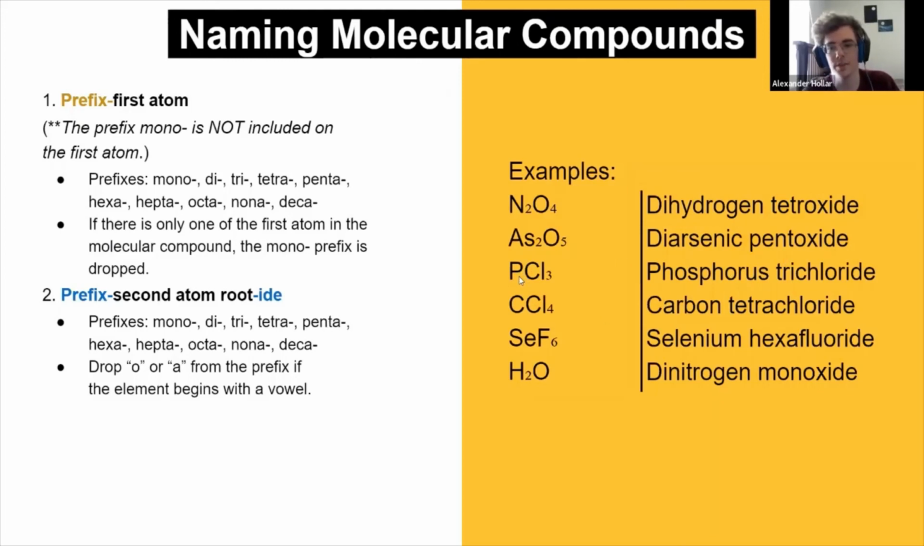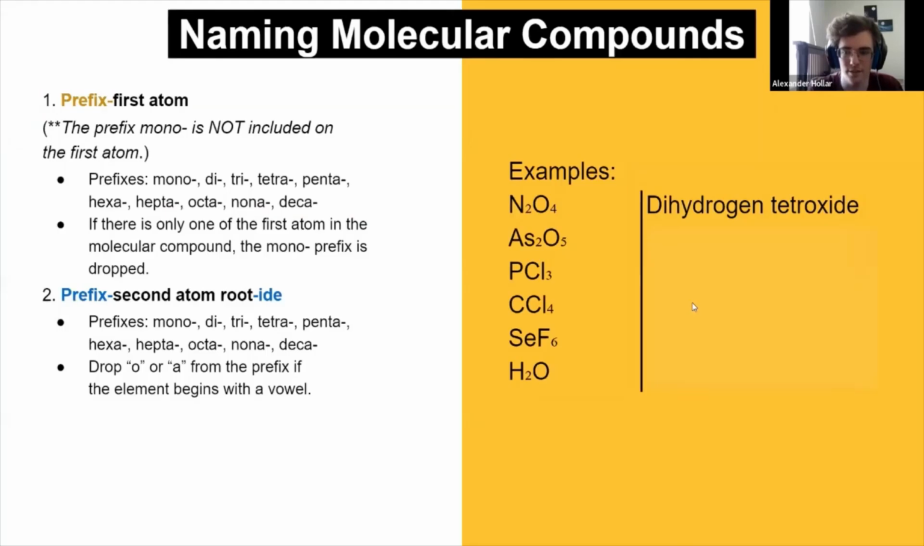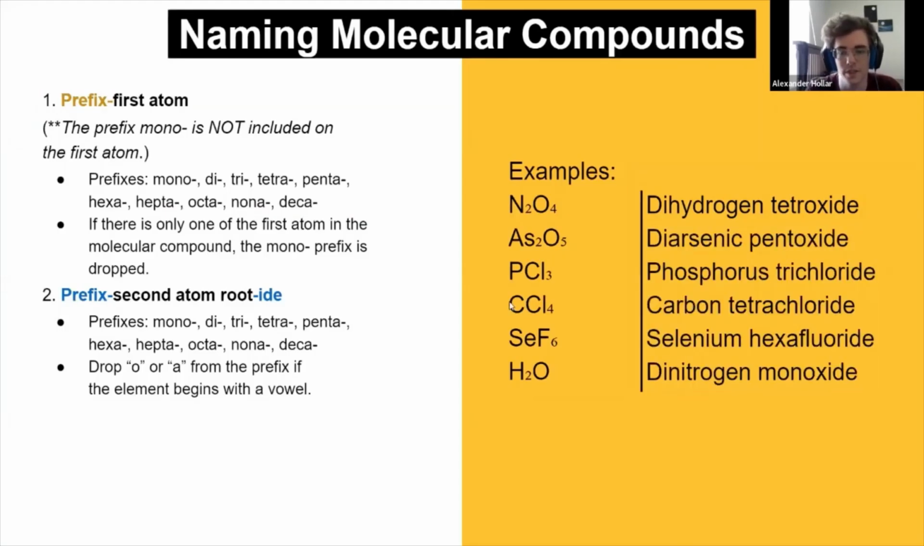Now, the next one here, we have PCl3, which is phosphorus trichloride. We don't drop the I because it's not an O or an A, so it's fine. And C is also not a vowel, so just trichloride. The next one here, we have carbon and then 4 chlorines, so we have carbon tetrachloride. Which is very common. Yeah, you will use this a lot, especially in your lab classes.